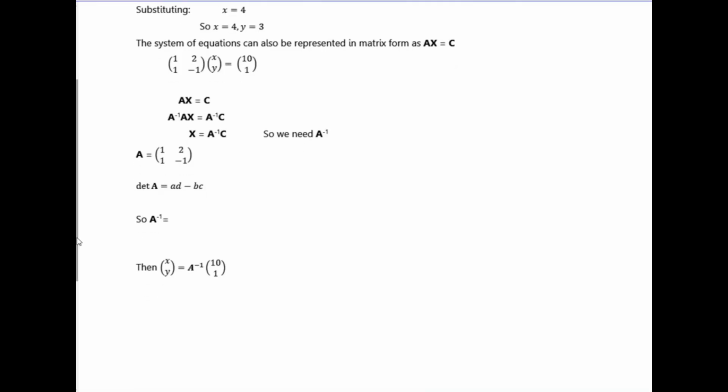We can then use inverse matrices to solve these equations. So we could do the inverse of A on both sides. Notice it's on the left. And so our answer, xy, is equal to the inverse of that matrix, A, times 10, 1.